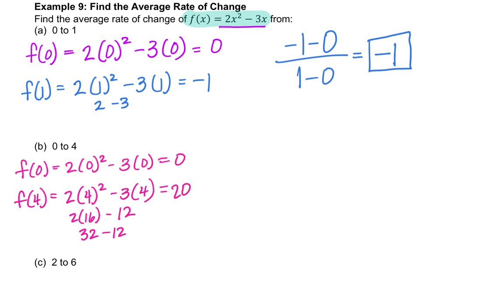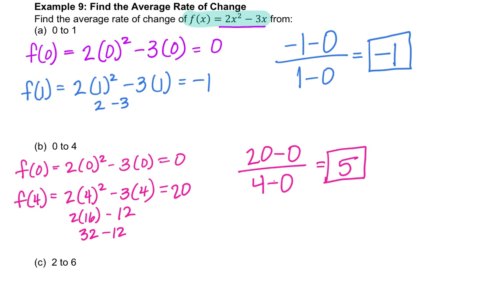So now take these numbers and plug them into the formula. f of b is 20 minus f of a is 0. B is 4, a is 0. So 20 divided by 4 is 5. So your average rate of change between those two intervals is 5.